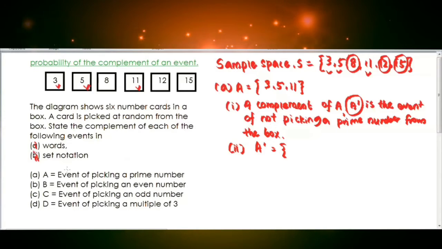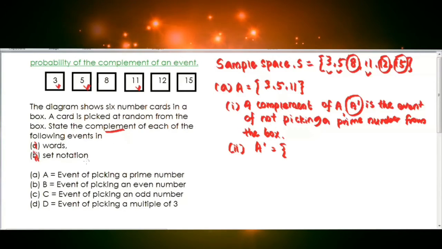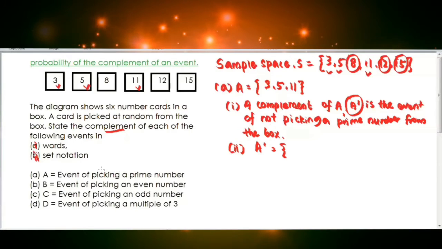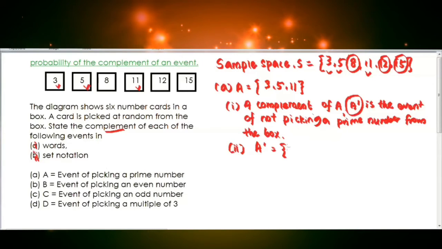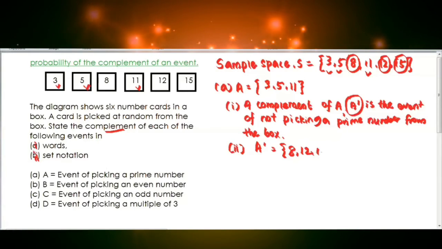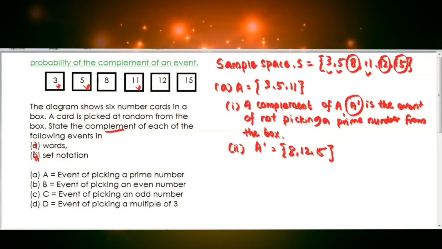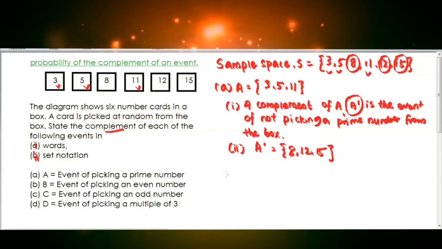When the question requests us to find the event of picking a prime number, we know that 3, 5, 11 are prime numbers, right? But when the question requests us to find the complement, it means we need to find the numbers which are not prime numbers. Which numbers are not prime? 8, 12, and 15. That is the complement.